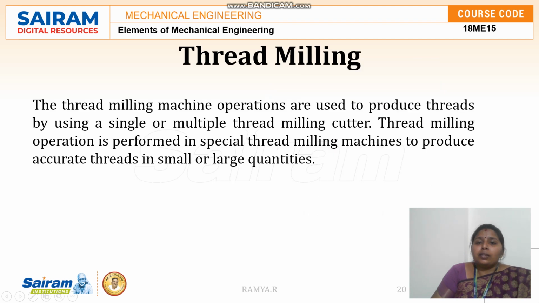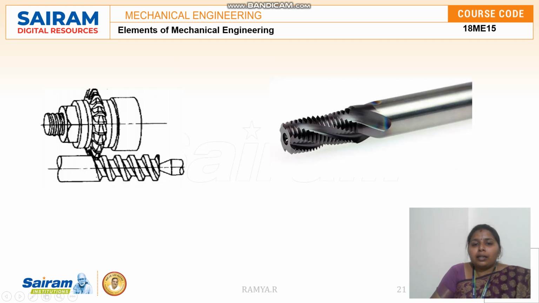So the next one is thread milling. Thread milling is nothing but producing threads in the workpiece using a milling cutter. So this is the tool that is used for producing the threads in the workpiece, and this is how the threads are produced in the workpiece.